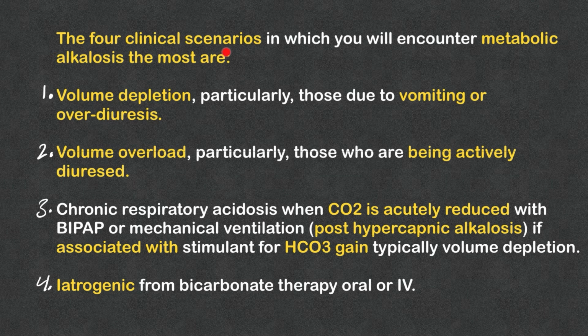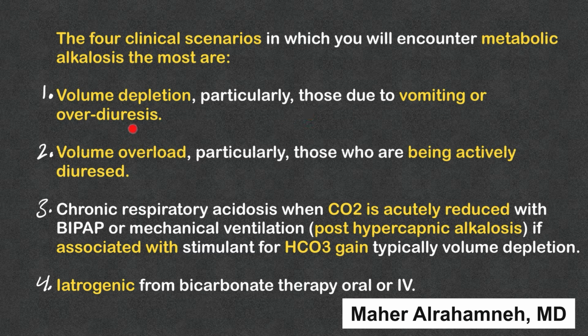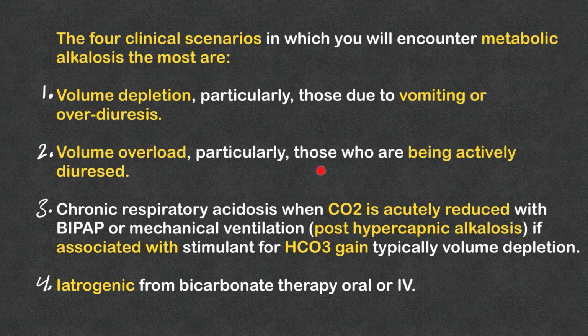The four clinical scenarios in which you will encounter metabolic alkalosis the most are volume depletion, especially those due to vomiting or overdiuresis; volume overload, especially those being actively diuresed; and chronic respiratory acidosis, chronic CO2 retention, when CO2 is acutely reduced with BiPAP or mechanical ventilation. This is what we call post-hypercapnic alkalosis. This happens if there was associated stimulation for bicarb gain or retention, and typically the presence of volume depletion in these patients. And the fourth is iatrogenic from bicarbonate therapy, oral or IV.